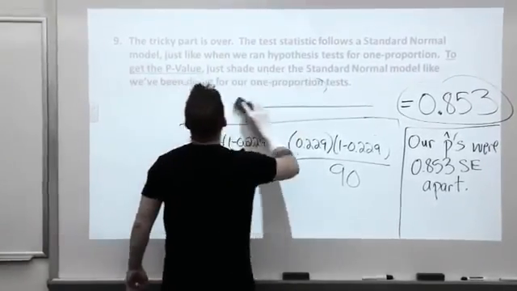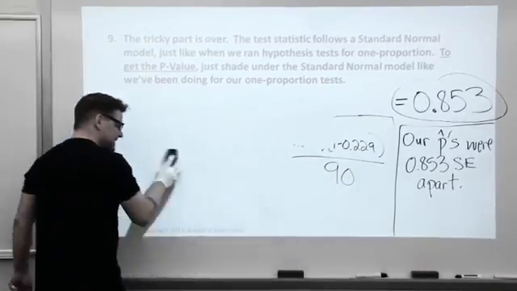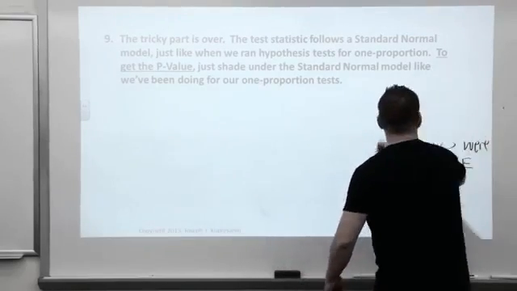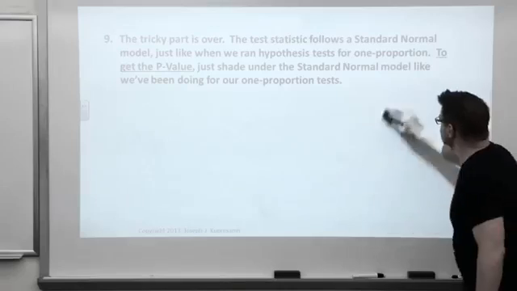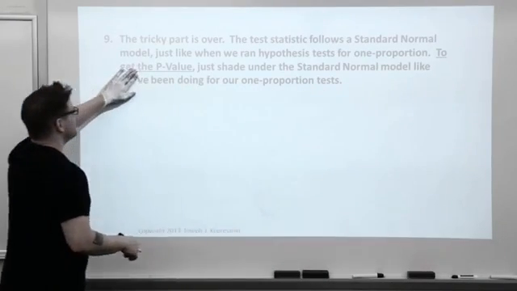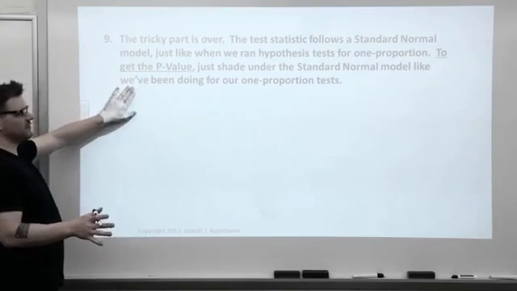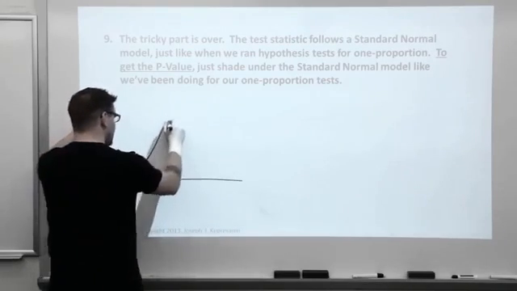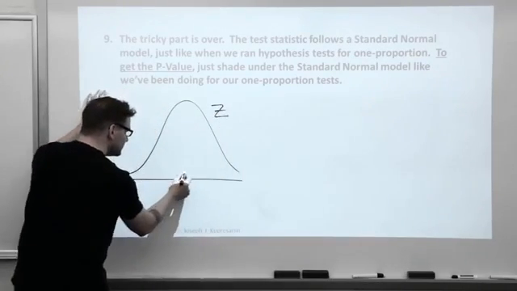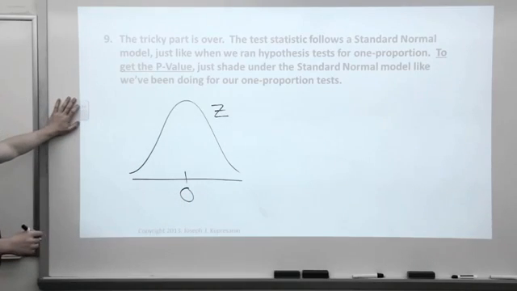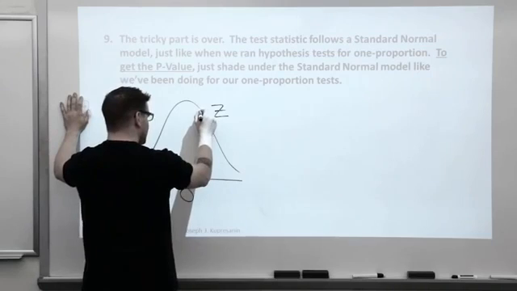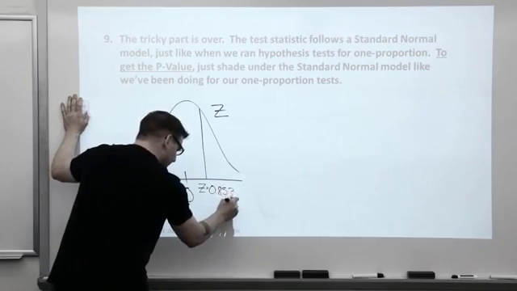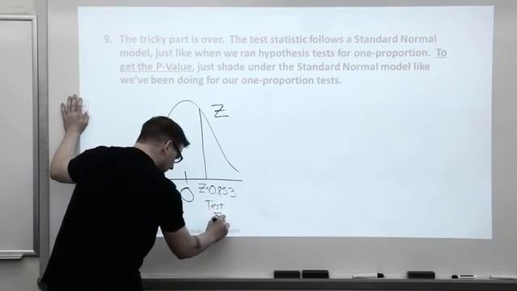Test statistic follows a standard normal model, just like when we ran hypothesis tests for one proportion back in lesson 16. By hand, can you get that p-value? To get it, just shade under the standard normal model like we've been doing for the last 12 weeks of the semester. But right, so here's a z-curve. Standard normal model, centered at 0. The test statistic is going to go right about here. This is my z equals 0.853. Right, that's the test statistic.